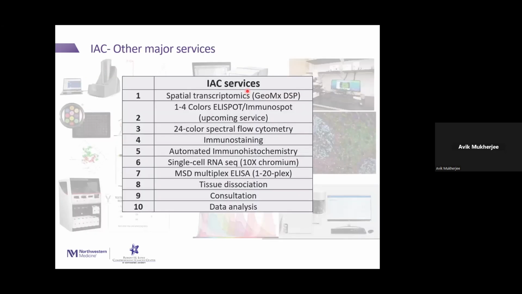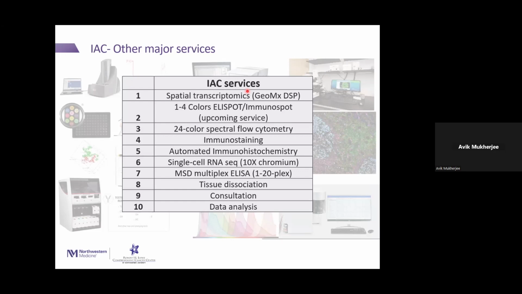So just to tell you more about the major services that we provide, we have a GeoMx DSP for spatial transcriptomics and proteomics. We recently got an ImmunoSpot analyzer that can do ELISpot enzymatic assays, and also up to 4 colors ImmunoSpot-like FluoroSpot assays. We have a Cytek Aurora for 24-color spectral flow cytometry if you need to do deep immunophenotyping of your cells in PBMCs or in tumor single cell suspension. We do immunostaining also for those samples if you need us to do.